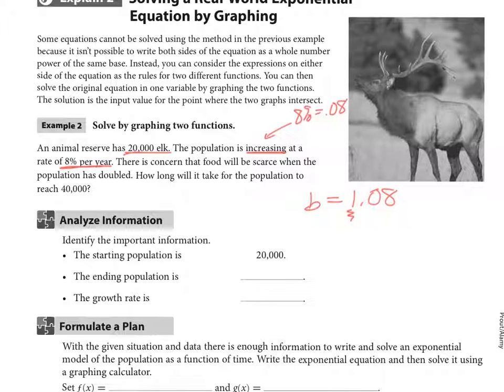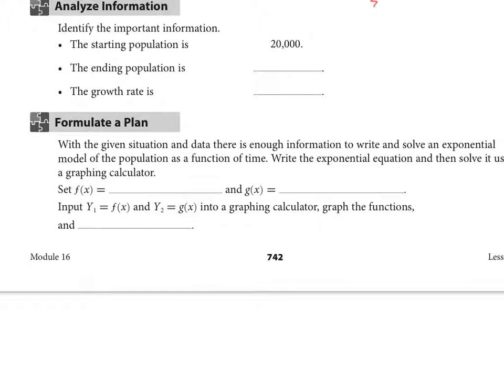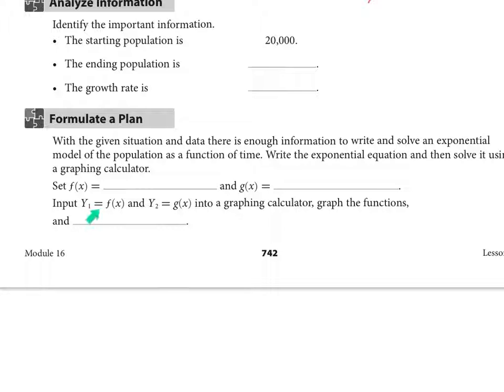It says there is a concern that food will be scarce when the population has doubled. That means we're looking for it to be 40,000. How long will it take for the population to reach 40,000? So in terms of our equation, it talks about formulating a plan and getting a y1 and a y2. So that's what we're going to do here on the next.